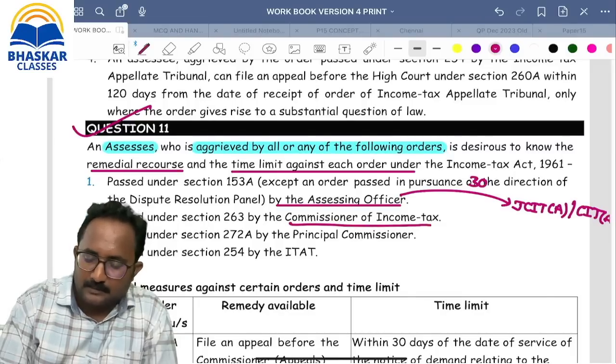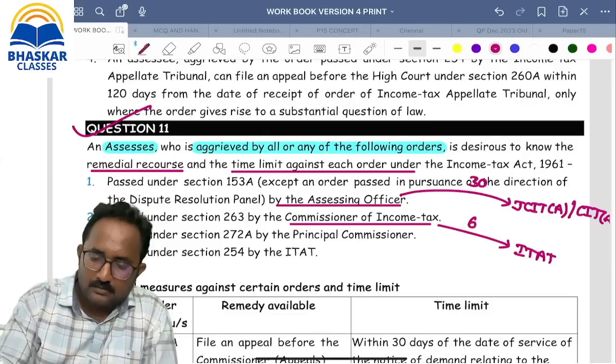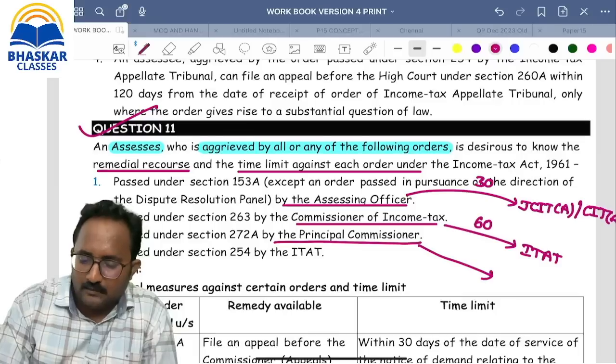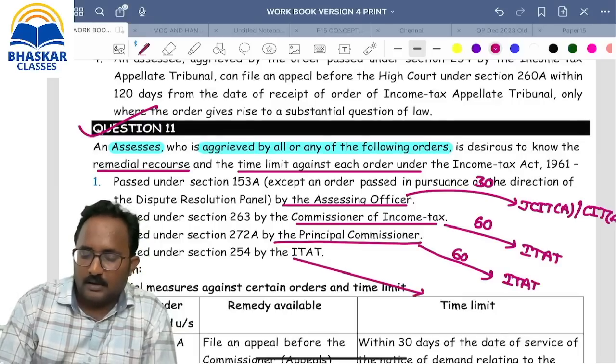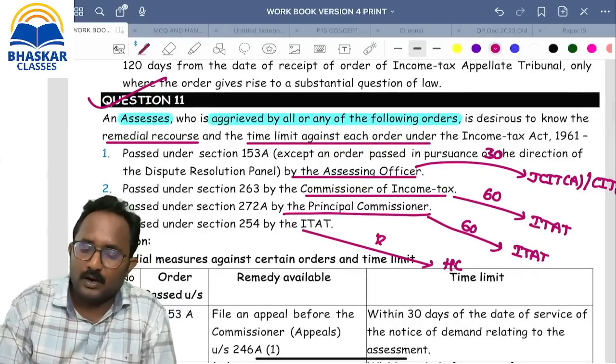Next, the Commissioner of Income Tax passes an order. Then we can make an application before the ITAT. Yes, within. Next, the Principal Commissioner of Income Tax passes an order. Then we can make an appeal to whom? ITAT. Within how many days? 60 days. If the ITAT passes an order, yes, if there is a question of law or question of fact, we can make an application to the High Court. Within how many days? 120 days.